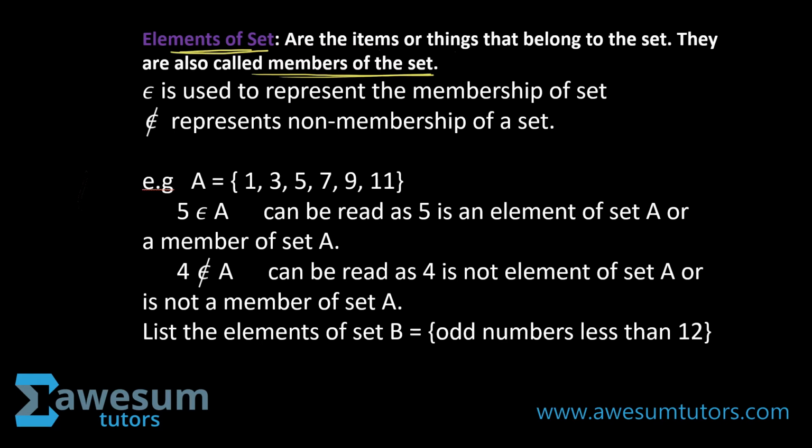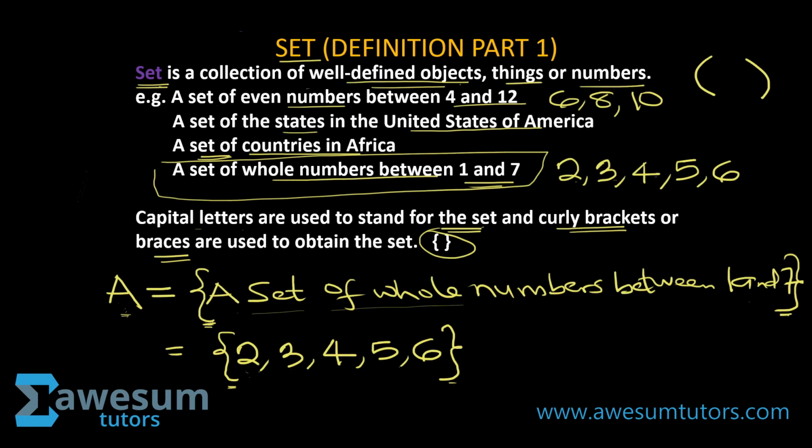Let's go back to our initial example right here. We had this set A. We said it is a set of whole numbers between 1 and 7, and we concluded that these are the numbers 2, 3, 4, 5, 6.